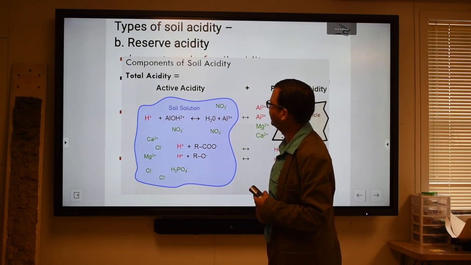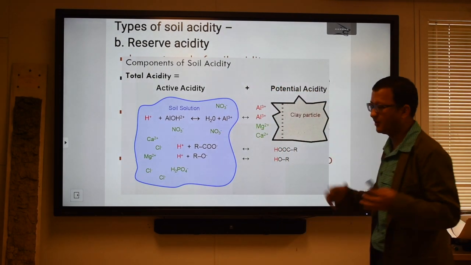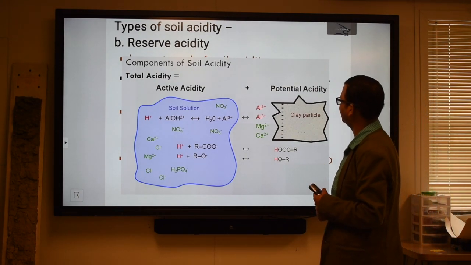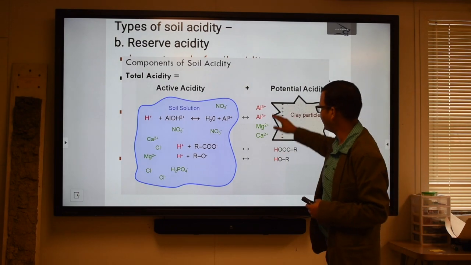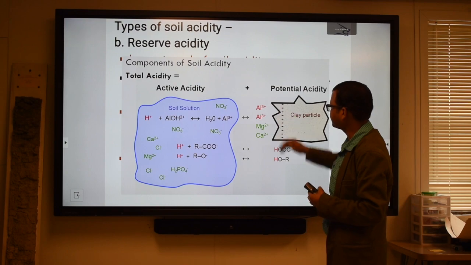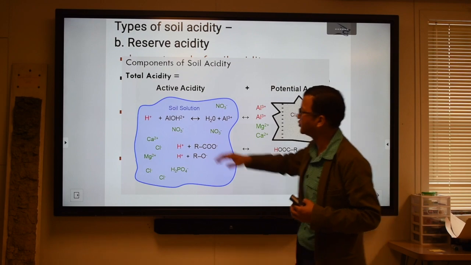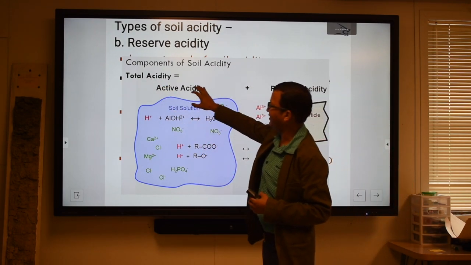The next one is the reserve acidity. Reserve acidity is a bigger pool of acidity in the soils, and typically it is associated with aluminum hydrolysis. That is what the potential acidity or reserve acidity is. If you are doing liming, then you have to account for both the active acidity and potential acidity, or total acidity. That's what we call it. So we are measuring the active acidity today.